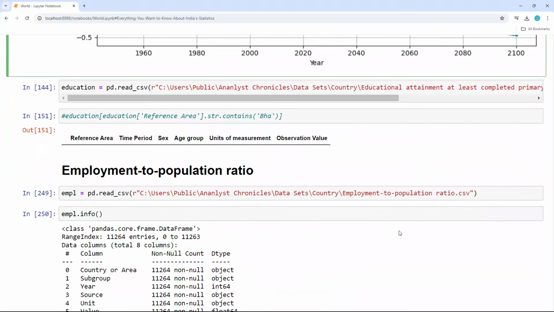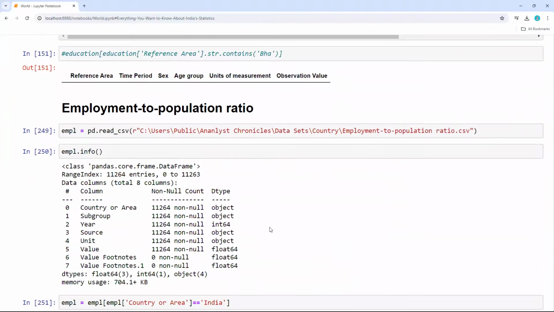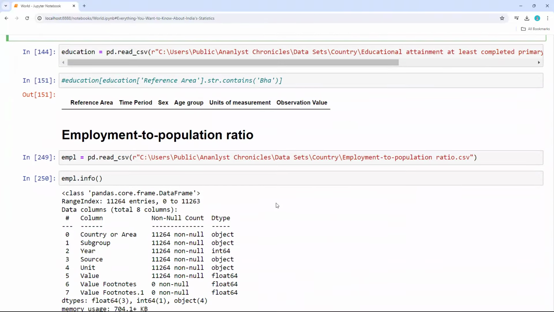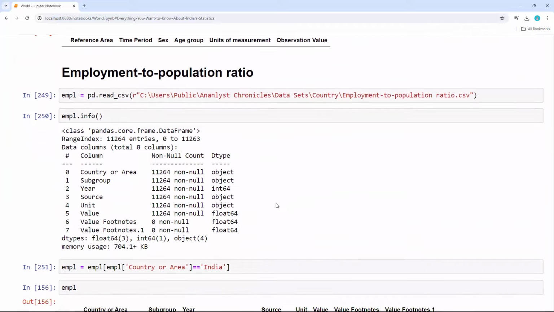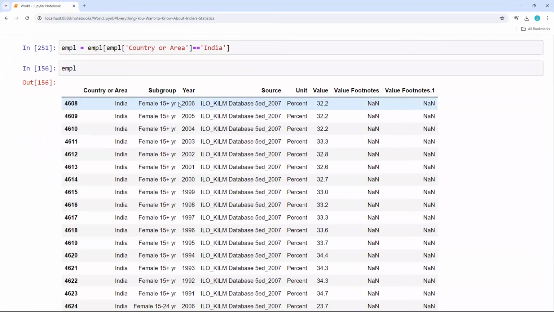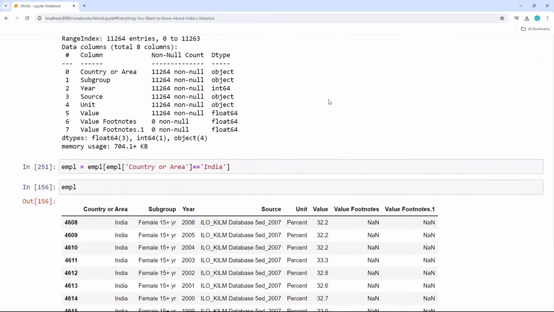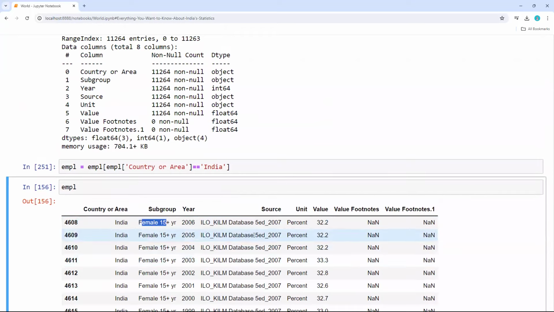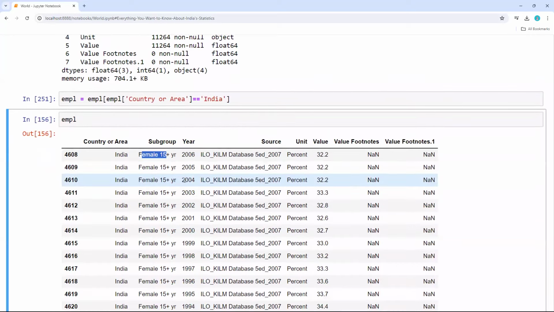And the employment to population ratio. So this is the data from Kaggle. If I want to look at the employment to population ratio, this is how you can see it. For females 15 years and above, in 2006, there is a 32.2% unemployment rate. Out of 100 females aged 15 plus, 32 people are unemployed. Similarly for 2005, 2004. The latest data we have is for 2006. The unemployment rate for females 15 plus is 32.2%.